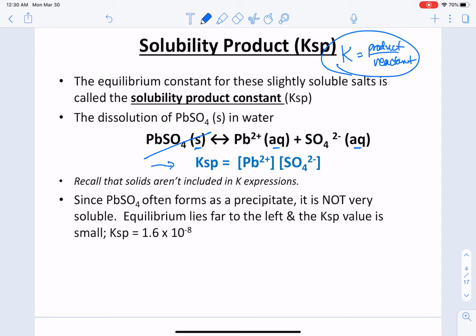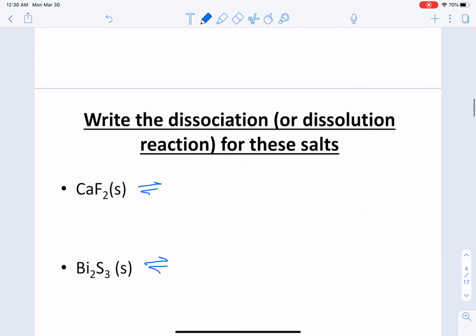Equilibrium will lie far to the left because this is a slightly soluble salt. So very far to the left, the KSP value is going to be very small, and here is the value at standard conditions, which is always 25 degrees Celsius.